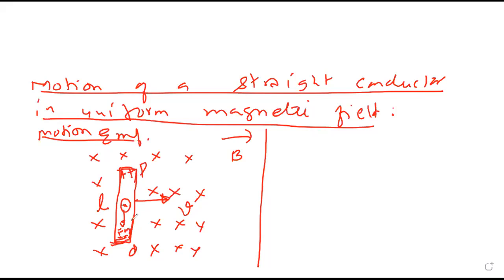Because of this positive and negative, there will be an electric field from positive to negative. The electron will be attracted by the electrical force Fe. When the electric and magnetic forces balance each other, the motion of the electrons will stop. But there will be a potential between the two ends, called the motional EMF. Because of the motion of the conductor, we are getting EMF. So again, I'm repeating. Understand first. Consider a conductor.